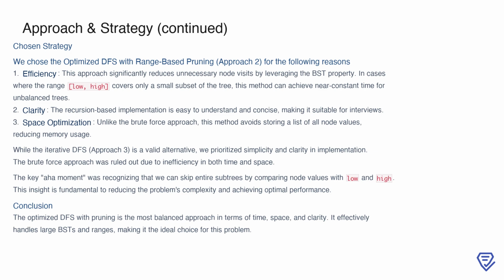Additionally, it avoids the memory overhead of storing all node values, as seen in the brute force approach, making it more space efficient. While the iterative DFS is a valid alternative, we prioritize the simplicity and readability of the recursive solution. The key insight that drives this optimization is recognizing that entire subtrees can be skipped based on comparisons with low and high. This understanding is crucial for reducing the problem's complexity and achieving optimal performance.